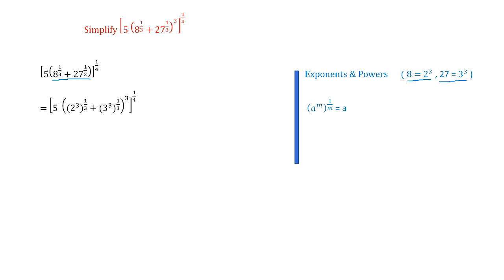So after you represent 8 as 2 cube and 27 as 3 cube, we will be using a power m whole power 1 by m rule, which is a. So in the same way, 2 power 3 whole power 1 by 3. So this 3 and this 3 gets cancelled. In the same way, 3 power 3 whole power 1 by 3, this 3 and this 3 will get cancelled. So we'll be left with 2 and 3 whole cube.